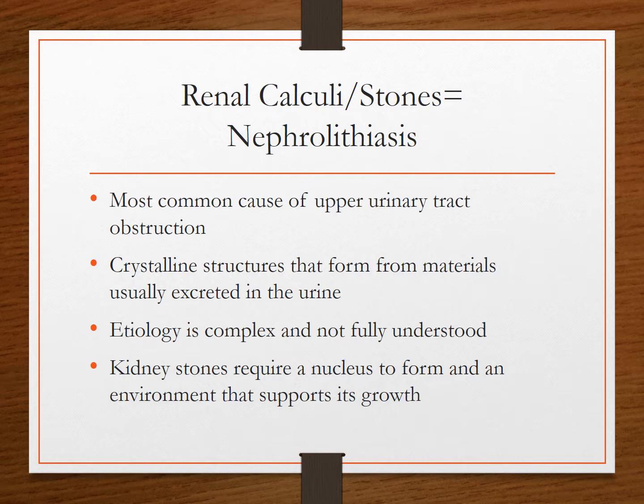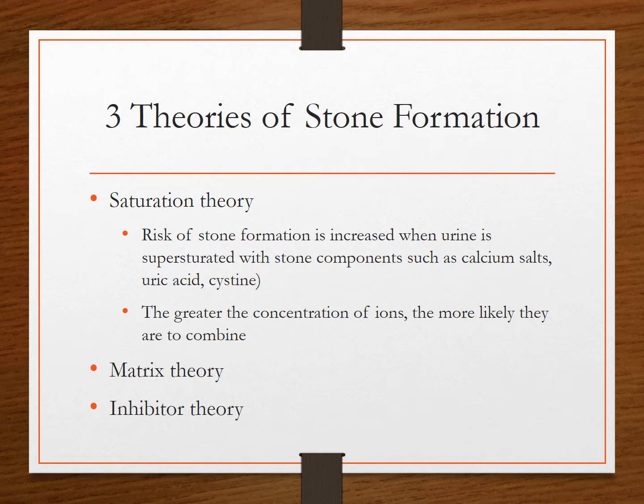The etiology is complex and really not truly fully understood. There are 3 theories of stone formation: saturation, matrix, and inhibitor theory. The one that makes the most sense is the saturation theory, where urine becomes supersaturated with stone components like calcium salts, uric acid, calcium oxalate, and cysteine. The greater the concentration of ions that you have, the more likely they are to combine together and form a stone.